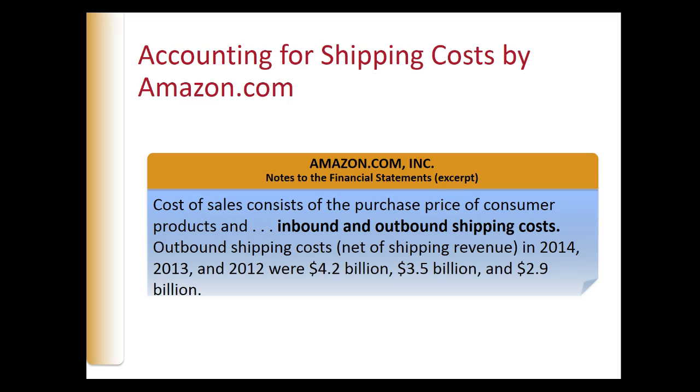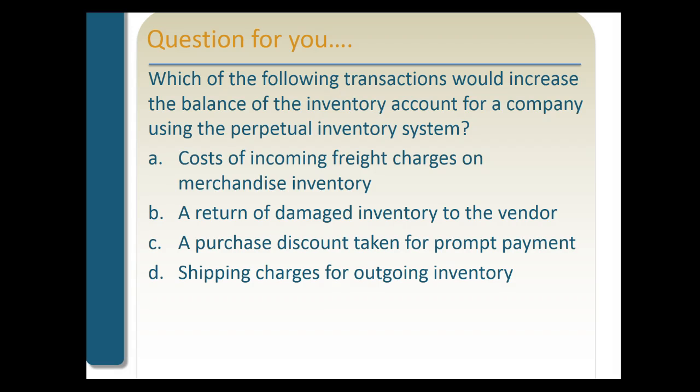Here's an illustration of how Amazon accounts for various shipping costs. As you see here, cost of sales consists of the purchase price of consumer products and inbound and outbound shipping costs. Outbound shipping costs net of shipping revenue in 2014 was $4.2 billion, 2013 $3.5 billion, and 2012 $2.9 billion. My guess is it's not as though shipping costs have increased, it just shows their sales have increased significantly.